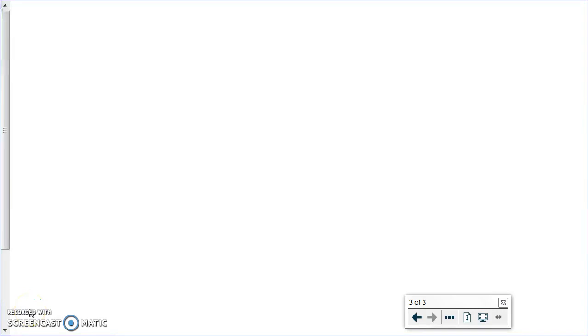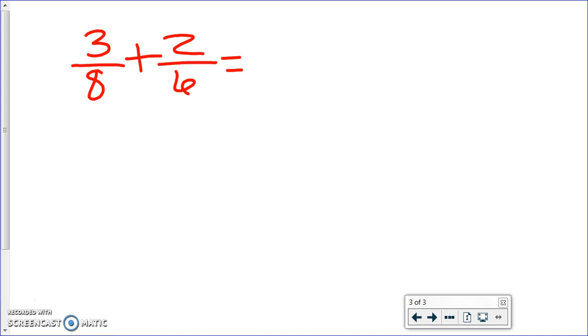On to step 3 of the 3 ways to find a common denominator. If I have the problem 3/8 plus 2/6, I know I can multiply 8 times 6 to get my new denominator, but that's kind of a bigger number, and I don't like those bigger numbers to work with on denominators. So I want to see if there's a smaller number that both 8 and 6 will go into. I'm going to do this by finding the least common multiple of 6 and 8.